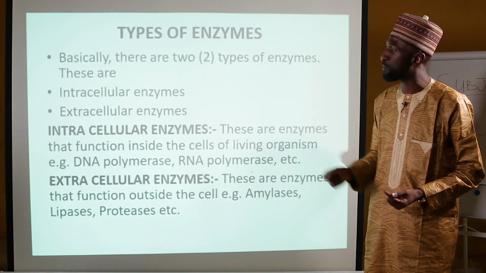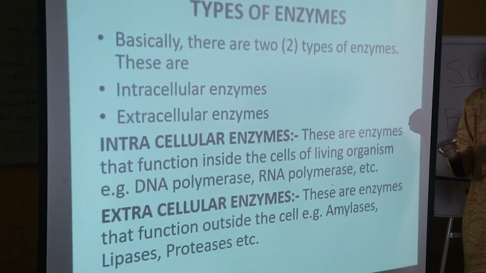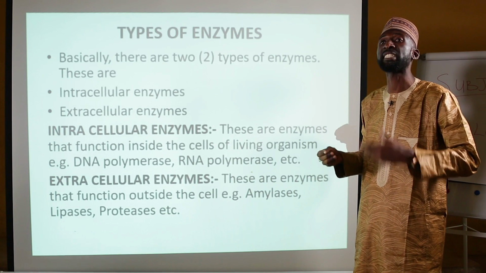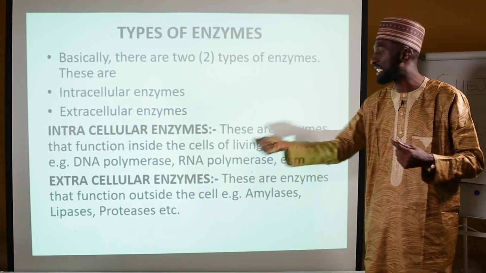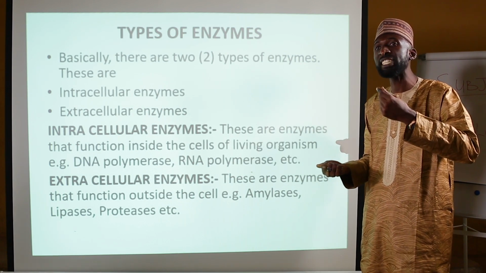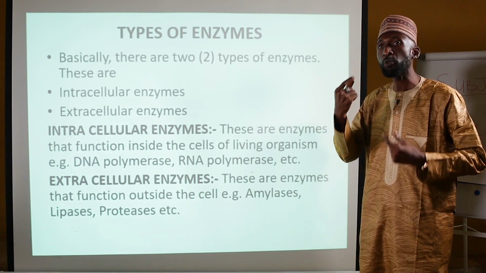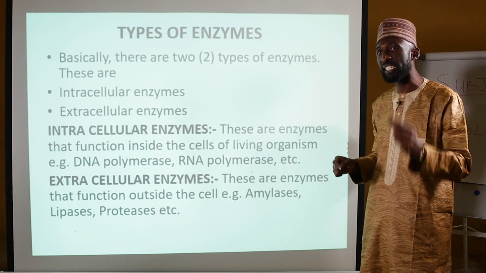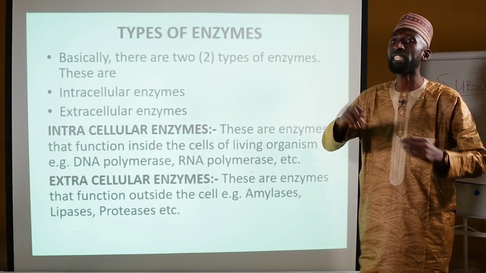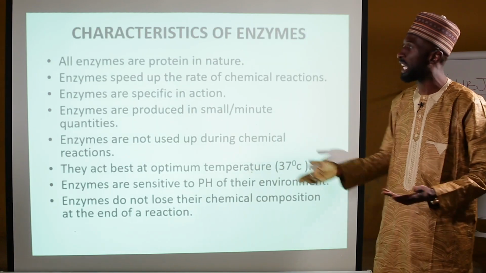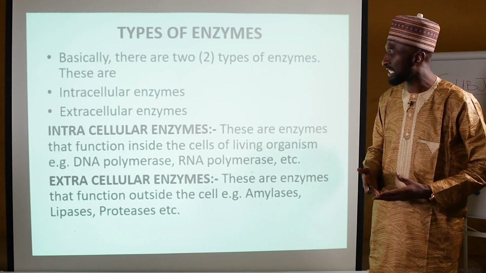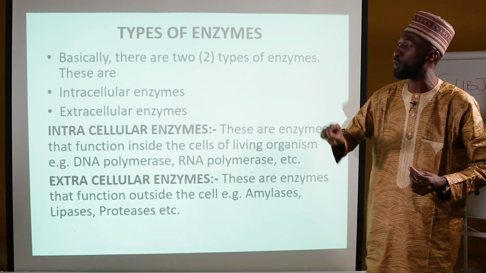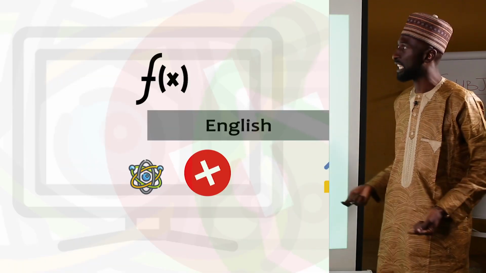Now, the other group of enzymes, known as extracellular enzymes, are enzymes that function outside the cell. In the case of digestion, they are always found within the alimentary canal, that is, from the mouth to the anus. So they can be found within this canal. That is why they are called extracellular enzymes, because their function is not within a cell but outside a cell. Examples of these enzymes are the lipases, the amylases, and the proteases. All these are digestive enzymes, and they belong to the category known as extracellular enzymes.